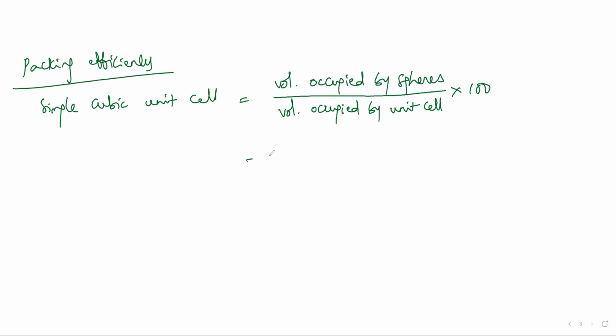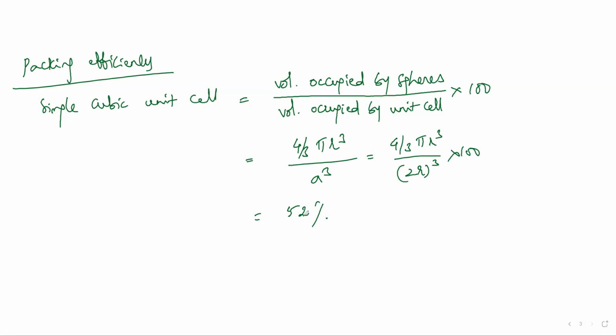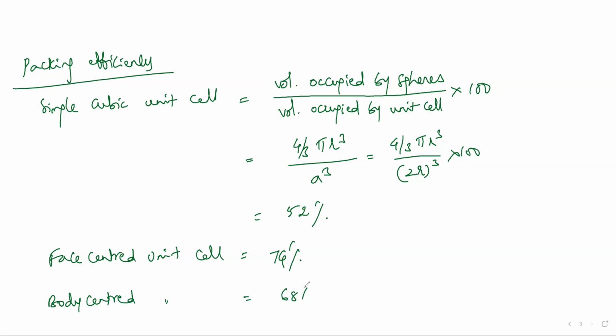For simple cubic unit cell, there is only one atom, that means only one sphere, that is 4 by 3 pi r cube, by volume occupied by unit cell, that is a cube. So that is 4 by 3 pi r cube by 2r whole cube, into 100. Finally you will get 52%. Next, face-centered unit cell, you will get 74%. Body-centered unit cell, you will get 68%.